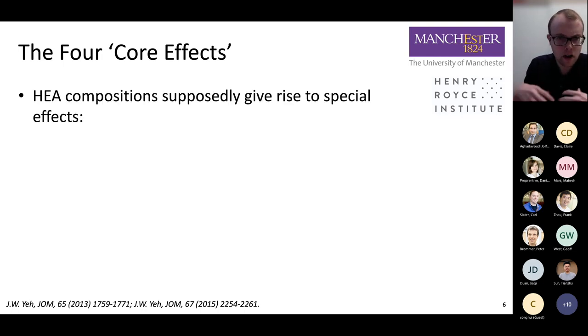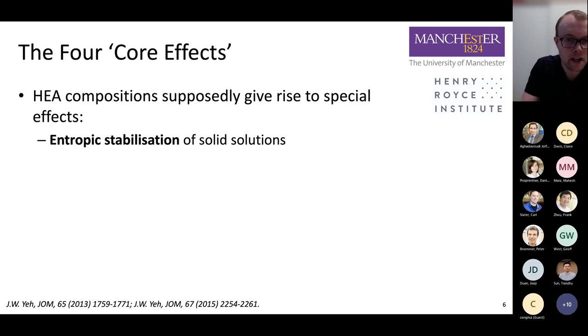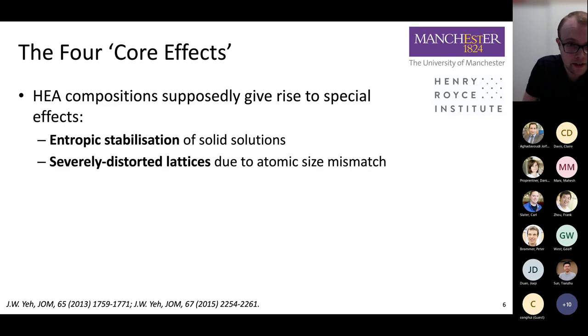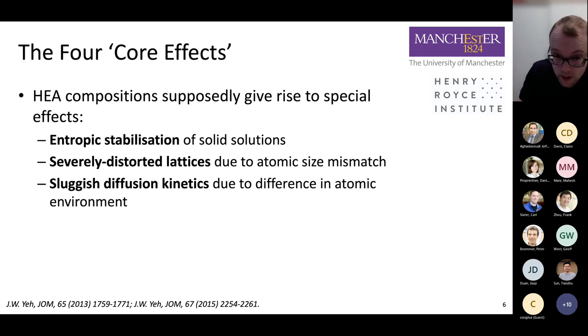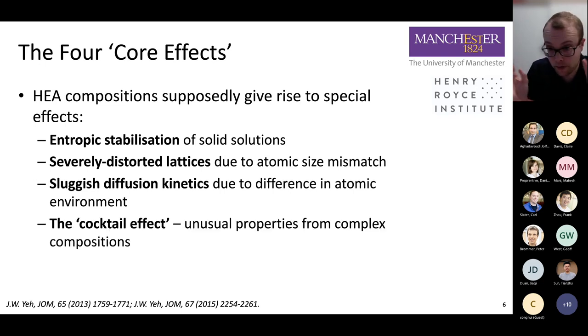And high-entropy alloys and their compositions are supposed to give rise to special effects. There are four of these effects, and they're referred to as the core effects. The solid solutions should be entropically stabilized, they should have severely distorted lattices because we've got lots of different atoms of different sizes, and they should have sluggish diffusion kinetics due to differences in atomic environment as we move through the lattice. And there's also another effect called the cocktail effect, which is essentially something to do with the unusual properties from complex composition, so an unusual combination of elements.